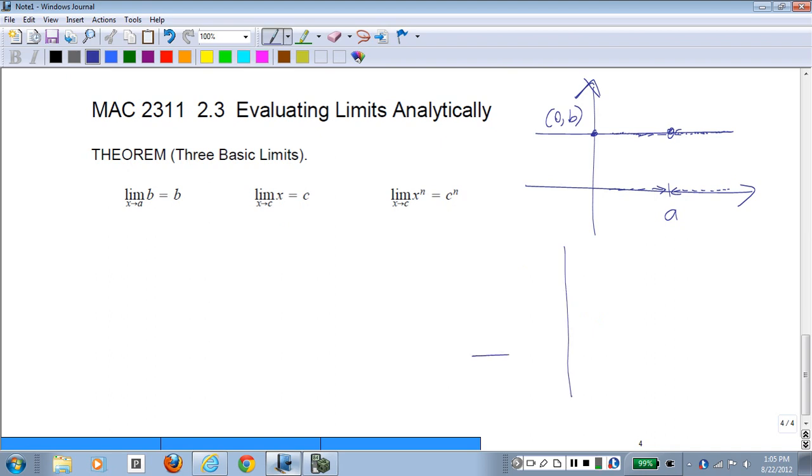A little bit more interesting, perhaps. The limit of x as x approaches c equals c. So we've got the identity function here.